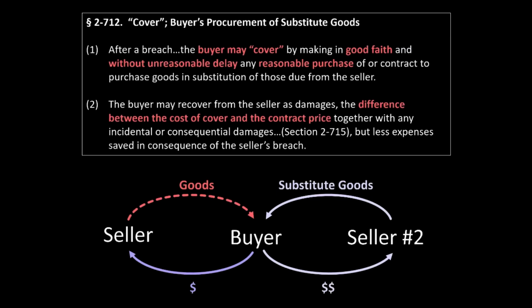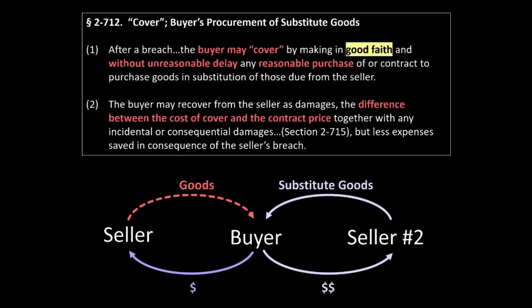This is a good opportunity for you to now practice the skill of statutory interpretation. Press pause now and identify the 3 limits that 712 places on the buyer's right to cover. So let's see how you did. As we said, Section 712 of Article 2 places 3 limits on the buyer's recovery of cover damages.